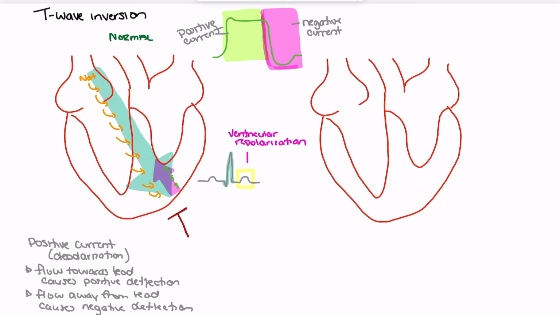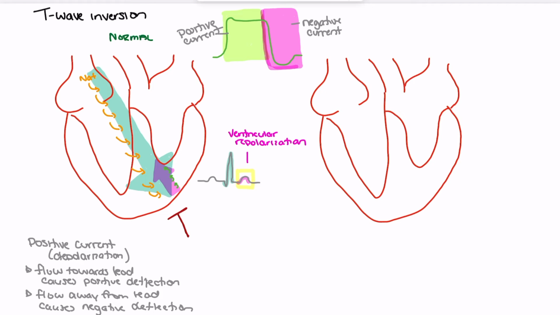So again, in pink here, that flow of negative current away from the lead is what's causing the positive deflection. Now, the reason that we have the flow of negative current away from the lead here is because the epicardial tissue is going to repolarize quicker than the subendocardial tissue. The flow is occurring in this direction because this epicardial tissue is repolarizing at a faster rate than the subendocardial tissue. So we watch repolarization basically go from the outside of the heart to the inside. So that's why we get this negative flow inwards.